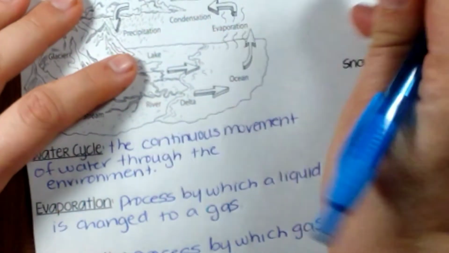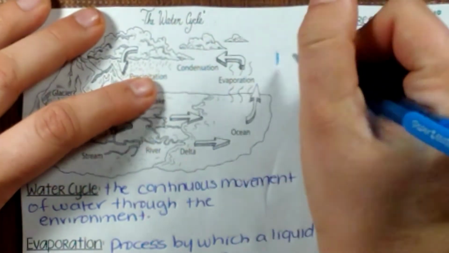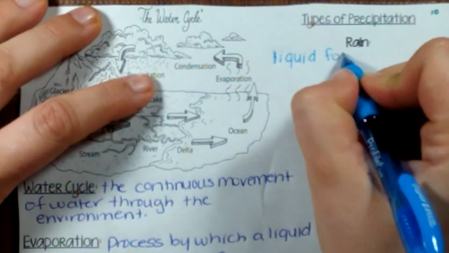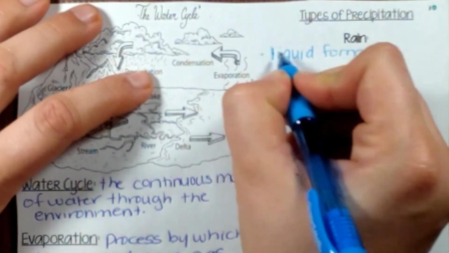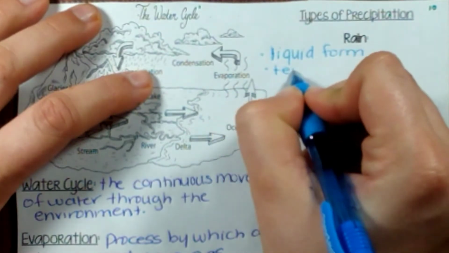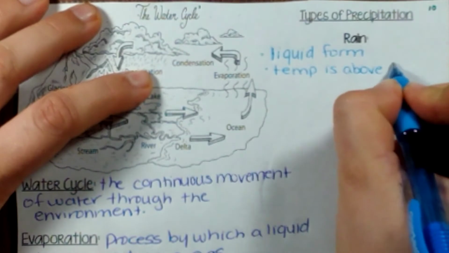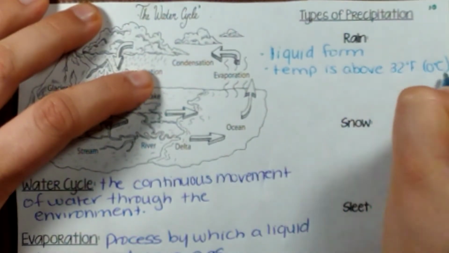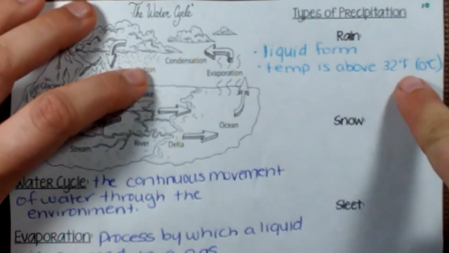Rain is the liquid form of precipitation. Precipitation can come in different forms. It's water in different forms. Rain is the liquid form, and the temperature is above 32 degrees Fahrenheit, or 0 degrees Celsius. If it was below that, then it would be frozen.